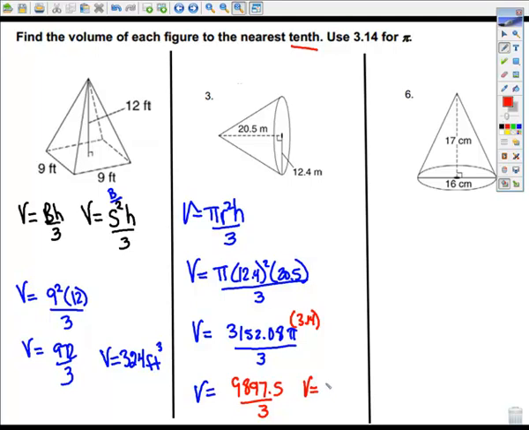And that gives me 3,299 and 2/10 meters cubed.